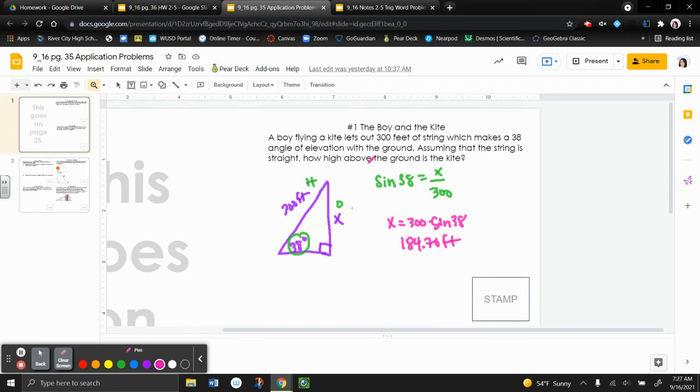So since word problems have word answers, I'm going to say the kite is 184.70 feet above the ground.